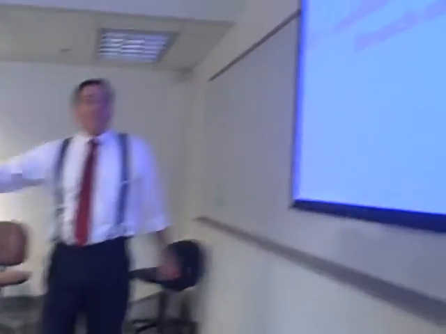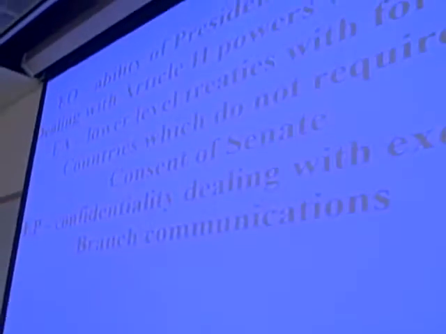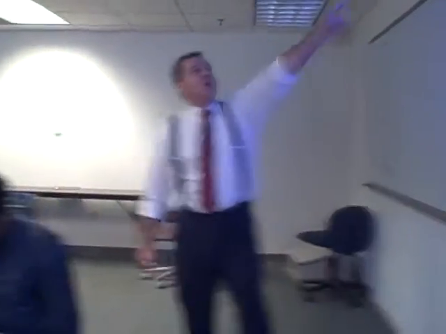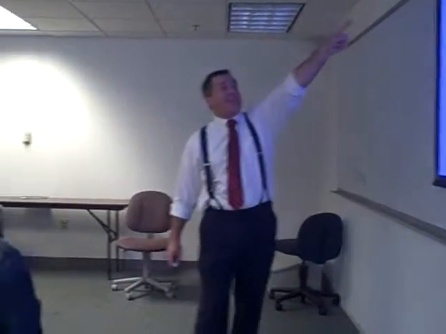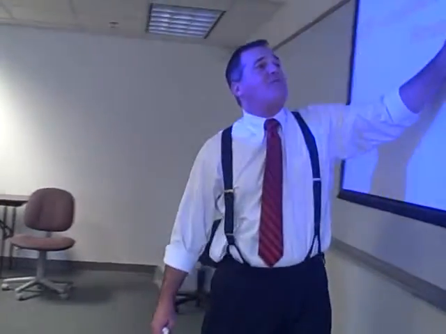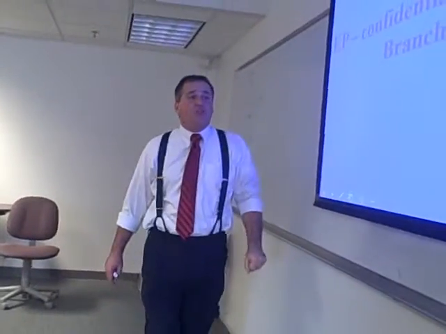Go ahead, click it. Be thinking about a category. Executive order: the ability of the president to make law dealing with Article 2 powers without Congress. Executive agreement: lower level treaties with foreign countries which do not require consent of the Senate. Executive privilege: confidentiality dealing with executive branch communications.